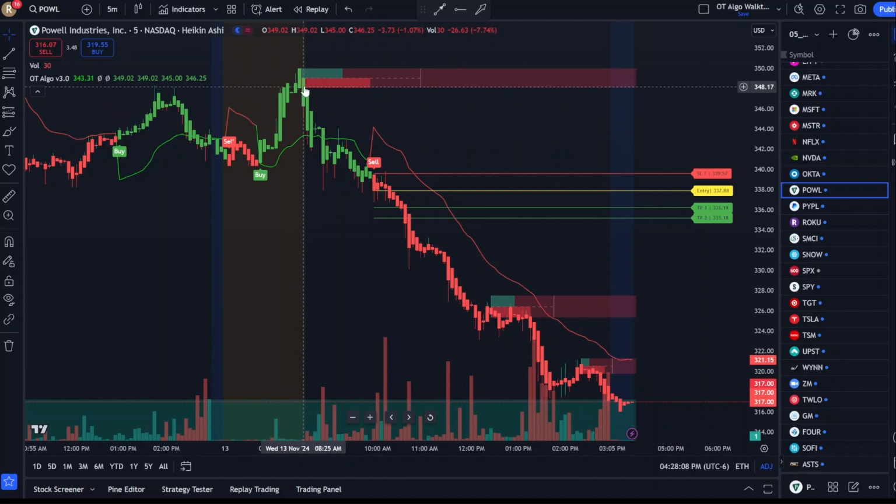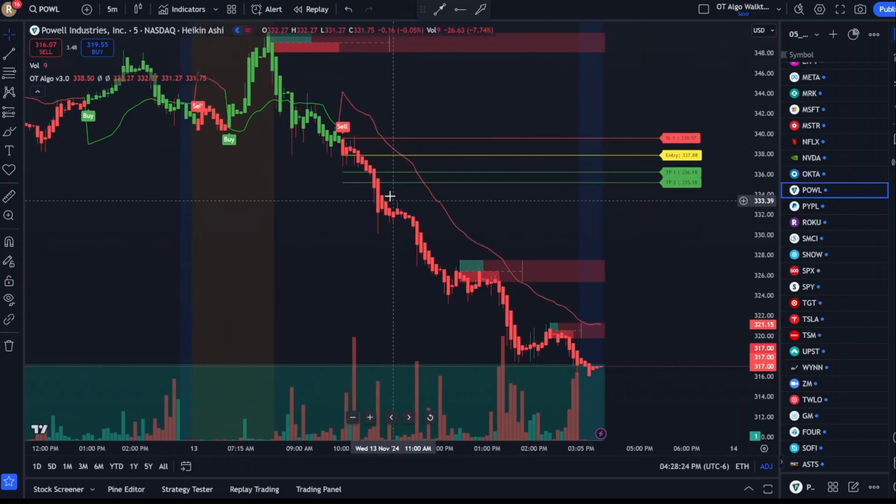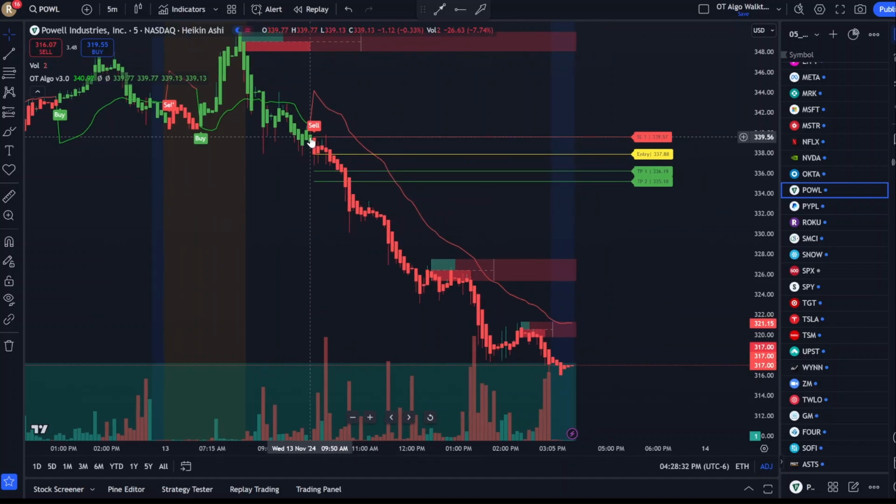As I could see, the trend is moving downwards, and after about 30 minutes to 1 hour, we saw a sell alert here. Since then, from 337.88, the trend is downwards, and the algo is showing a clear picture of the downtrend here. So it's definitely a pretty good win for Powell, as in put options here.